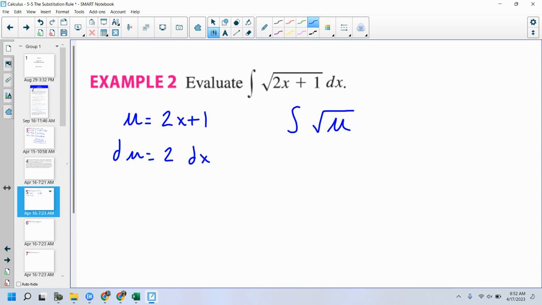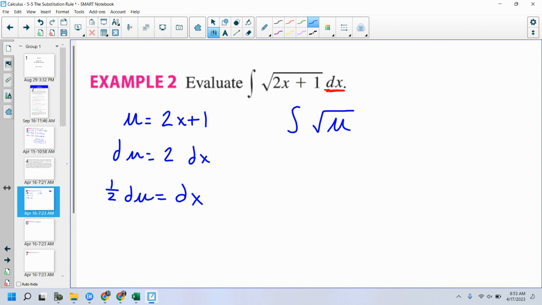Now, do you see a 2 dx outside of the square root? No, I just see a dx, right? The only other additional thing outside of the square root is just a dx. So get the 2 away. Divide it over to the other side. 1/2 du is equivalent to dx.